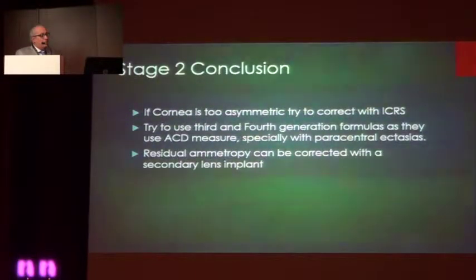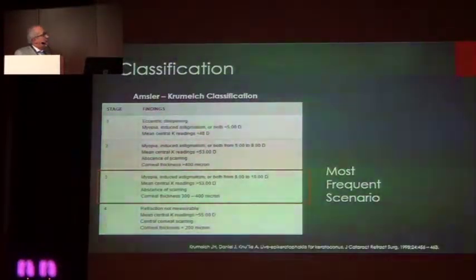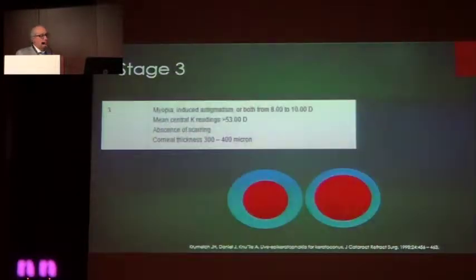In conclusion, if the cornea is too asymmetric, try to correct it with intracorneal rings. Try to use third or fourth generation formulas. Residual ametropia can be corrected with a secondary lens implant. The third stage of Ambler is the most frequent scenario.